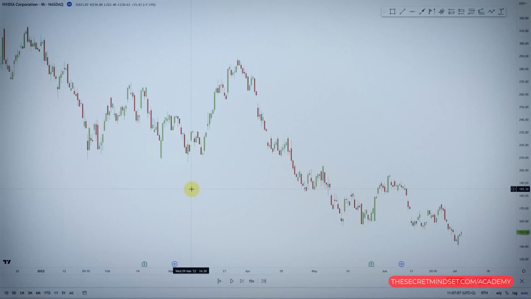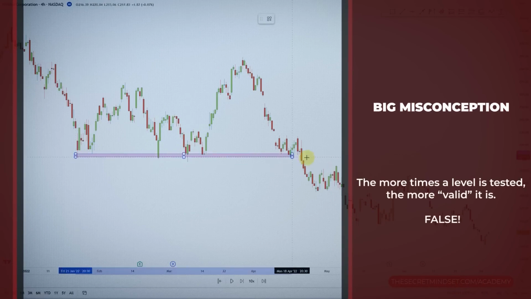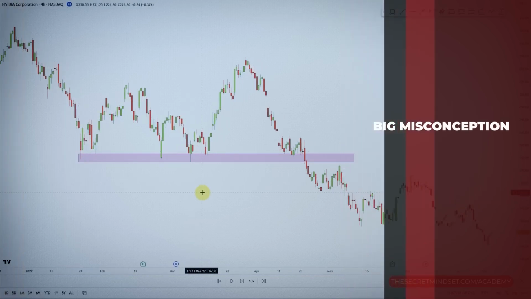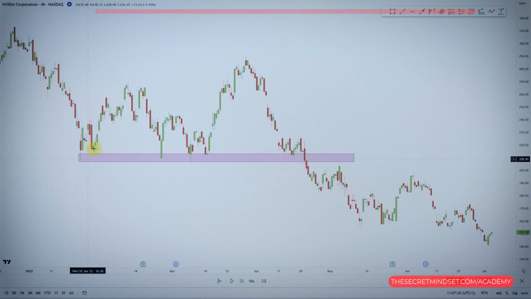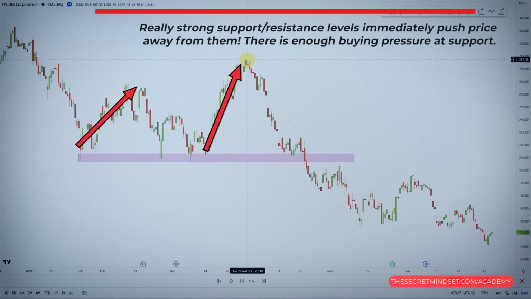Now here's a big misconception regarding support and resistance levels: the more times a level is tested, the more valid it is. This statement is one of the biggest lies in technical analysis. Really strong support or resistance levels immediately push price away from them. There is enough buying pressure at support, enough buyers waiting to buy at that level, that the market is immediately moved up and away from the level.